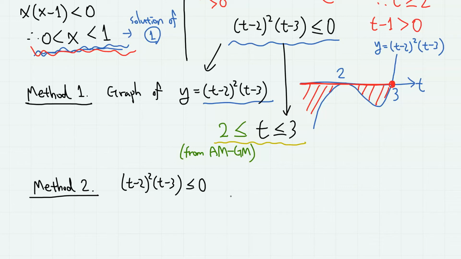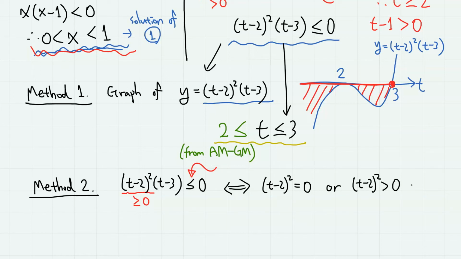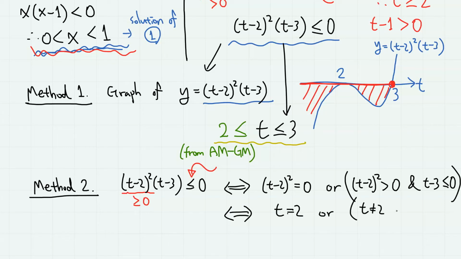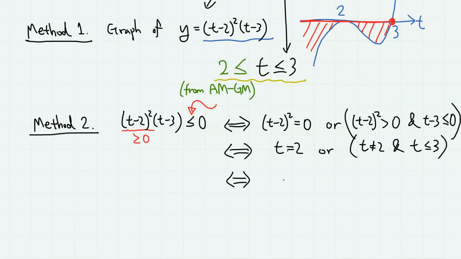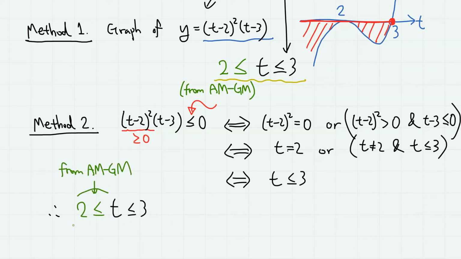The other method for this specific inequality is like this. Since (t minus 2) squared is always equal to or greater than 0, this inequality holds either when (t minus 2) squared equals 0, or (t minus 2) squared is positive and t minus 3 is less than or equal to 0 simultaneously. This means that either t has to be 2 or t cannot be 2 and t must be less than or equal to 3. This gives the range t is less than or equal to 3, so combined with this part, we have this range.